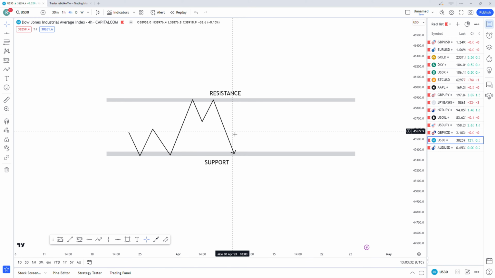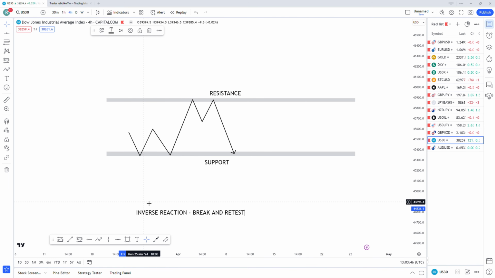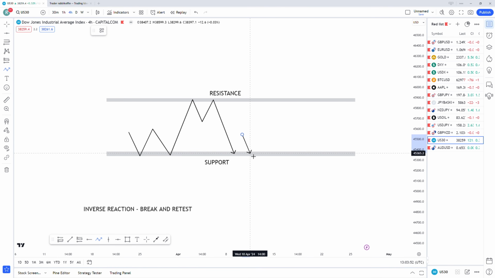Okay, and we have something we call the inverse reaction. So the inverse reaction is what we call the break and retest. Very good. So instead of price coming to the support and bouncing to the upside, it breaks the support, it retests the support and does the inverse of this. Instead of going to the upside, it goes to the downside.